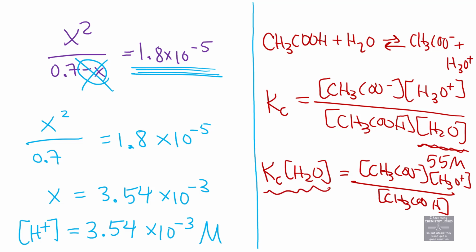Well, Kc times 55 molar, that's really why we end up calling that Ka. It's officially a Ka when it's Kc times 55 molar, which is the concentration of water. I feel good because I've said that once. If you didn't get it or don't understand why, I apologize, but it is what it is.